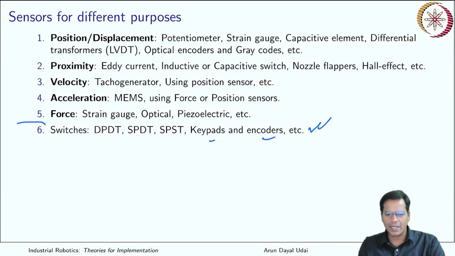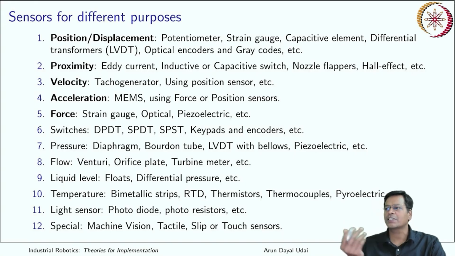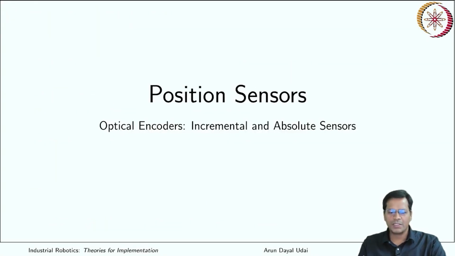Others are special sensors which are also there in the industry, but not always in the robot, so we are skipping those, at least for this module. They are pressure sensors of various kinds, flow sensor, liquid level sensor, temperature sensor, light sensor, and special sensors like machine vision, tactile, slip or touch sensors. So these are various types of sensors. Okay, let us start with position sensor.